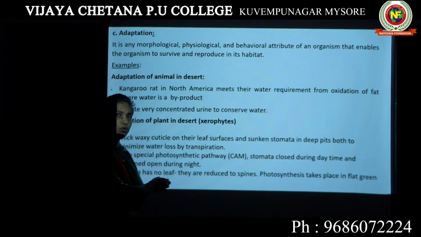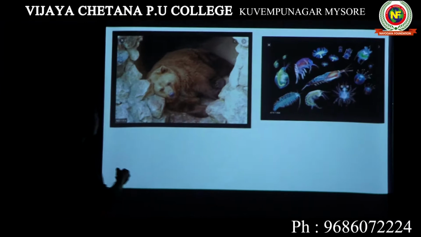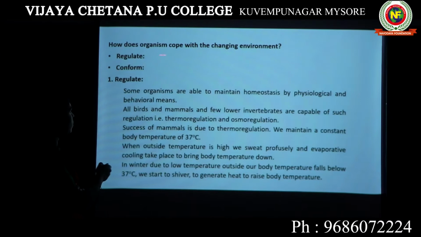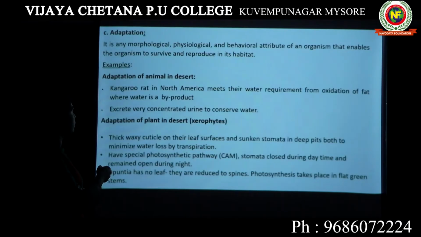Previously we have studied two more types of responses of organisms to a changing environment. They were migrate and suspend. Before that we studied how organisms cope with the changing environment. Under that we studied two permanent types of responses, which are regulate and conform. After that we started studying some alternative responses which remain for a short duration. We have studied migration and suspend state, and in today's class we will study more about adaptation.